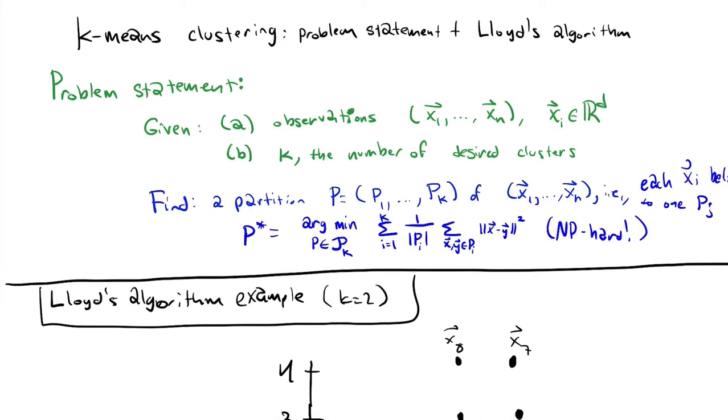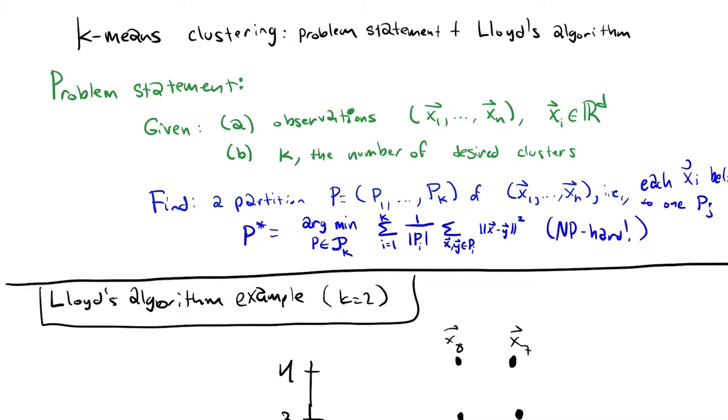Hi everyone, so in this video I'm going to discuss what k-means clustering is and a simple algorithm to solve, or attempt to solve, k-means clustering. So first, the problem statement: you have two inputs. The first input is your observations. These observations are given as a set of n vectors, let's say, that are d-dimensional. So they can be any dimension.